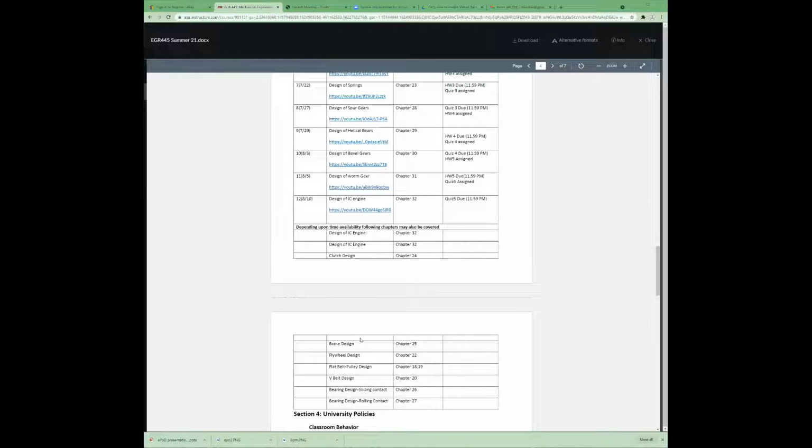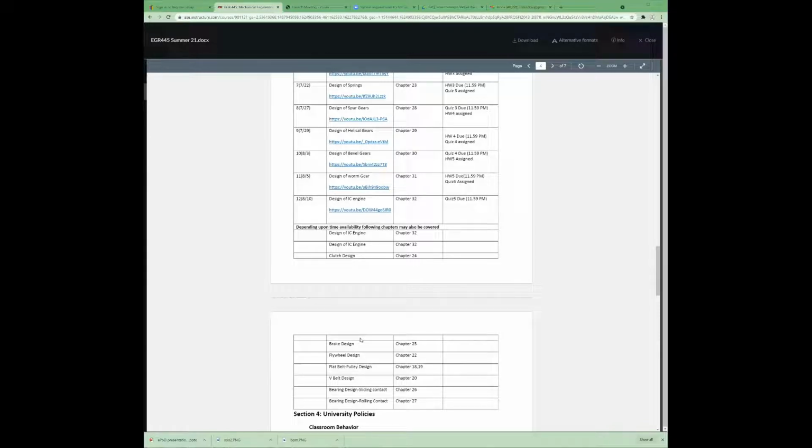And in very new cars, in the last 5-6 years, most of the cars have disc brakes in front and disc brakes in the rear. Then we talk about the pulley design, like V-belt design or flat belt design. We look at the bearing design, sliding contact and rolling contact.